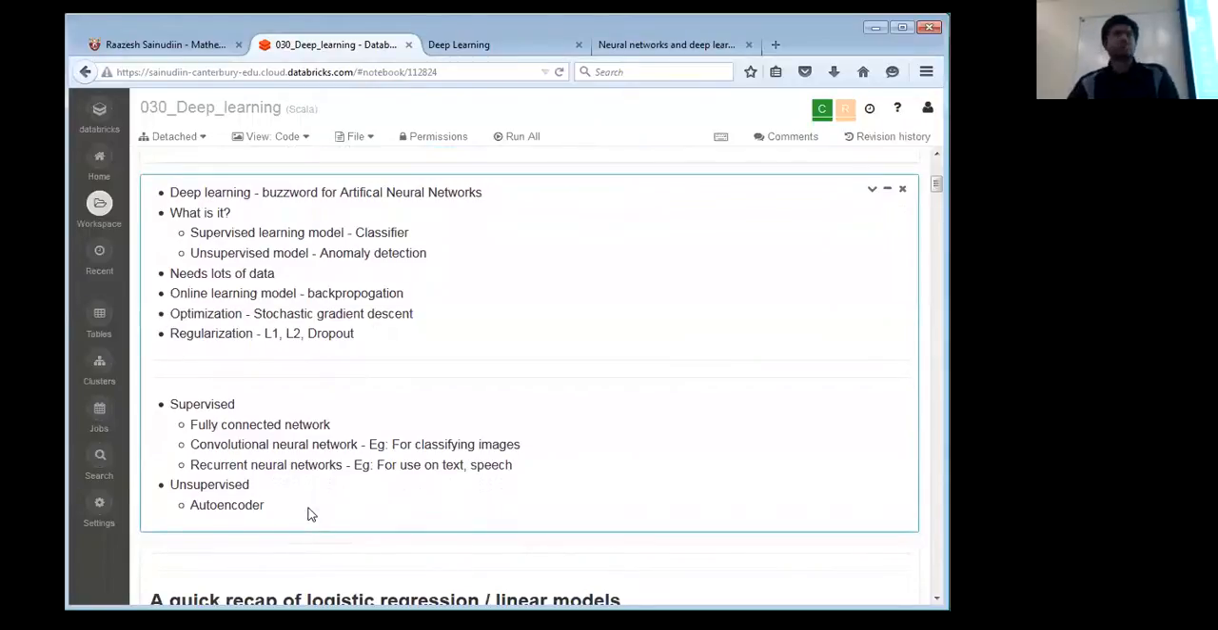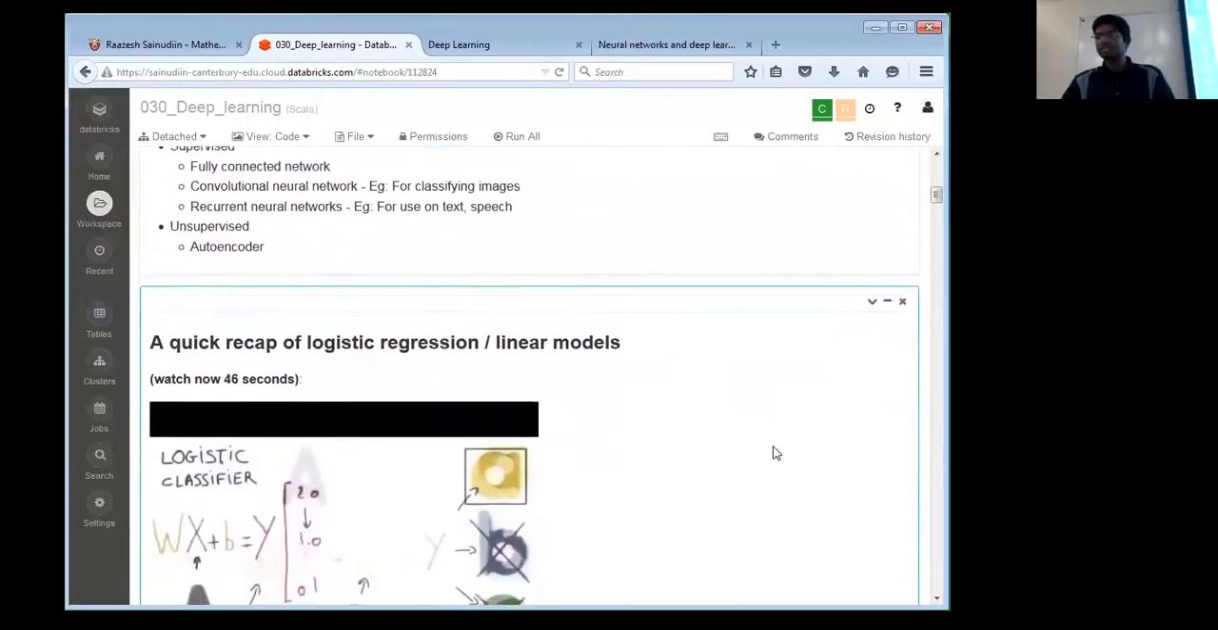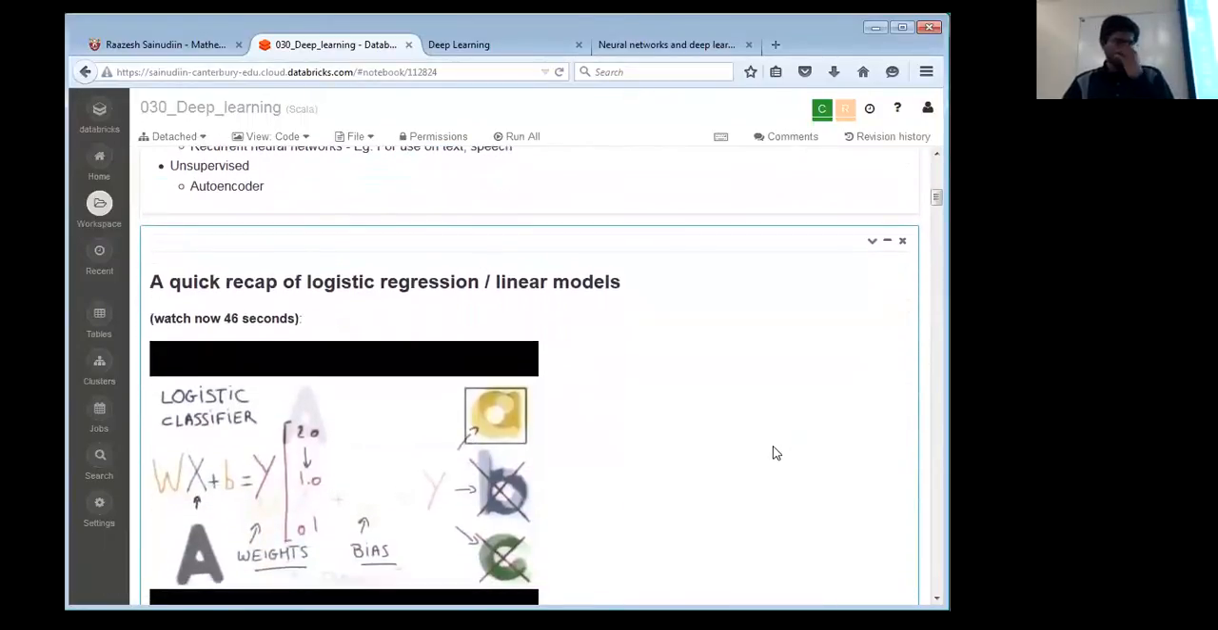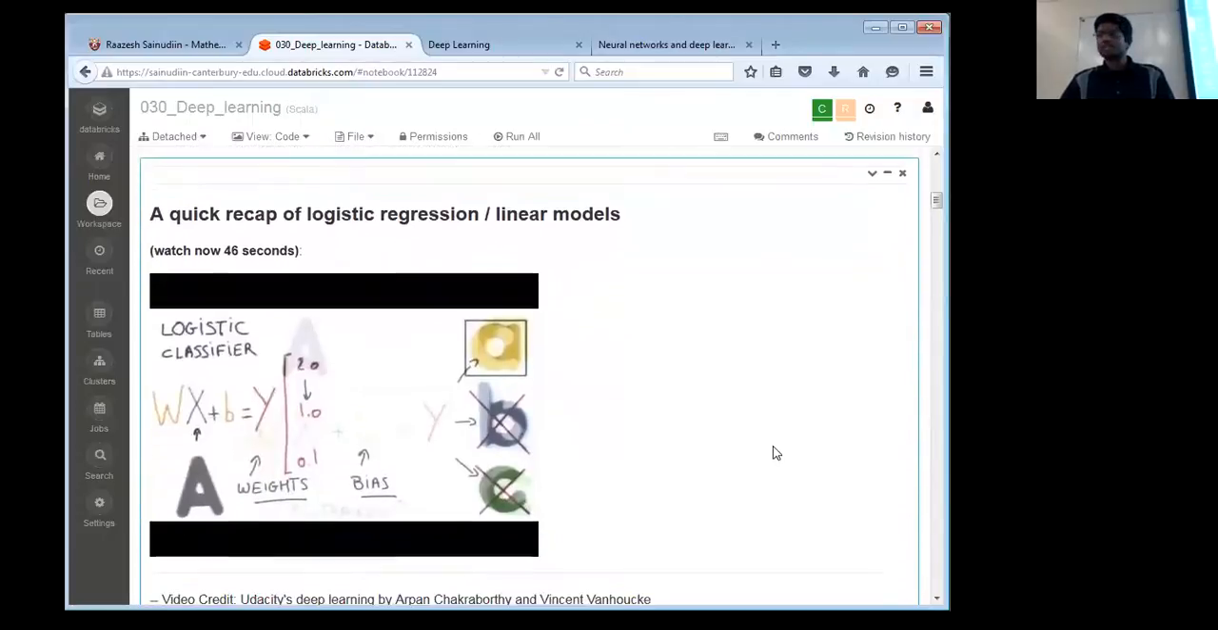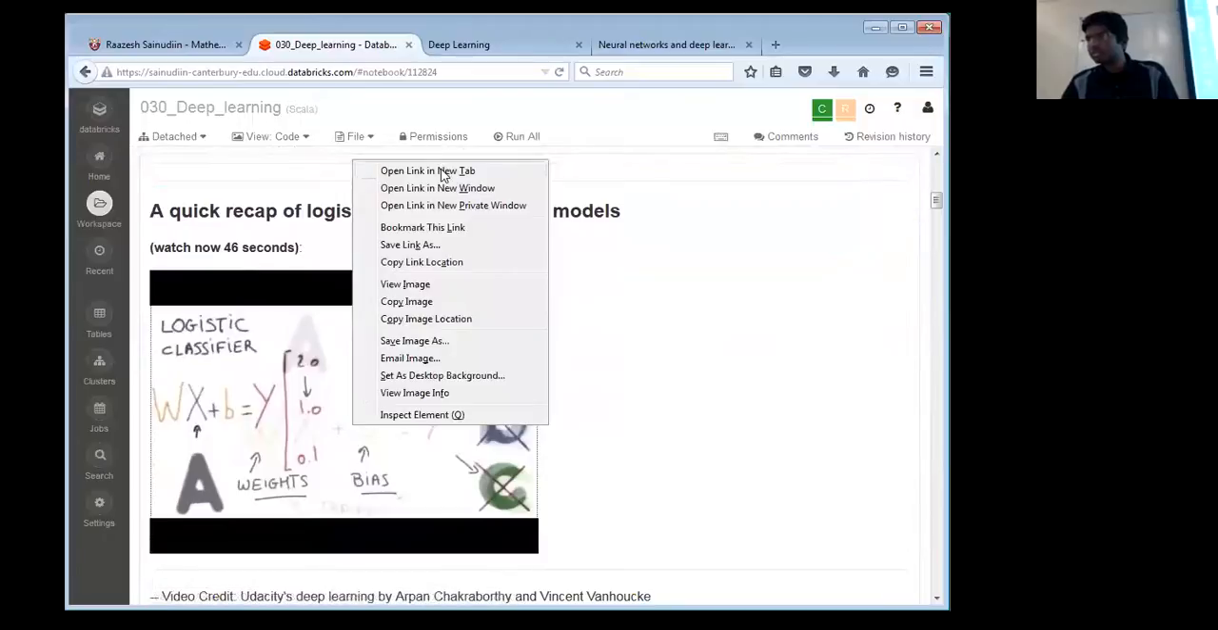So before we get into deep learning, let's quickly recap linear models, just so that we can contrast deep learning with the other popular techniques. So I'll play this video.